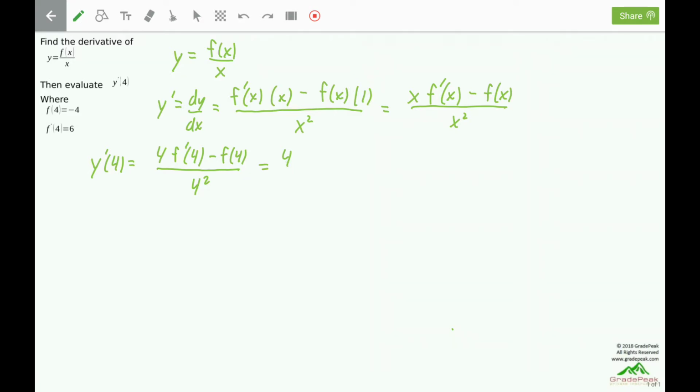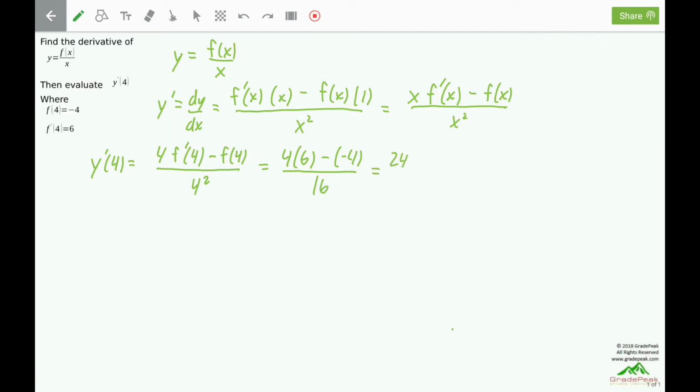So 4 times, now f prime of 4 and f of 4, that'll come from the information over here. So f prime of 4 is a 6, 4 times 6, minus f of 4 is a negative 4. And all of this is over 4 squared, which is 16.